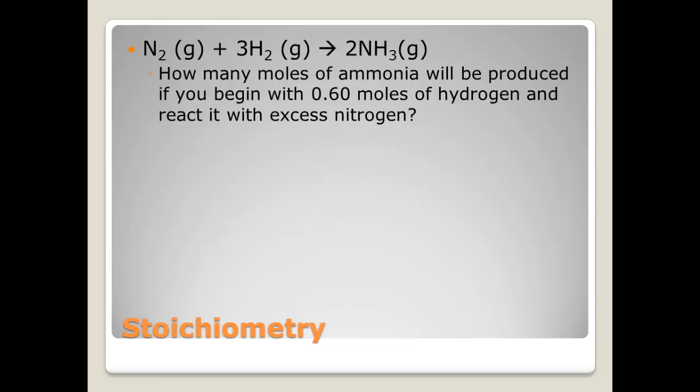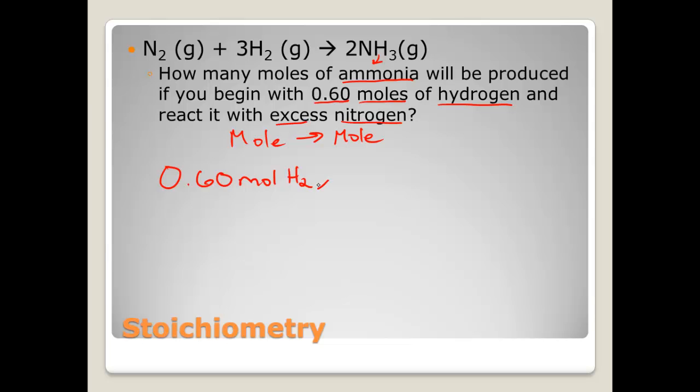So let's try a calculation here. Okay, let's look at it. And we're going to do what's called a mole to mole calculation. Okay, so the key thing here, it says how many moles of ammonia, this compound right here, will be produced if you begin with 0.6 moles of hydrogen and react it with excess nitrogen. Now, excess means that we have way more nitrogen than what we need. So here's the thing. We're starting with 0.60 moles of hydrogen. Okay, everyone got that? That's what we're given.